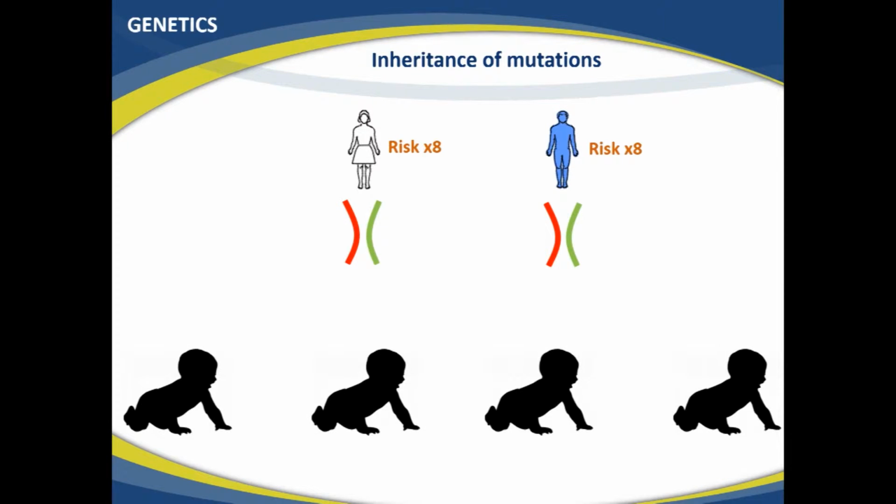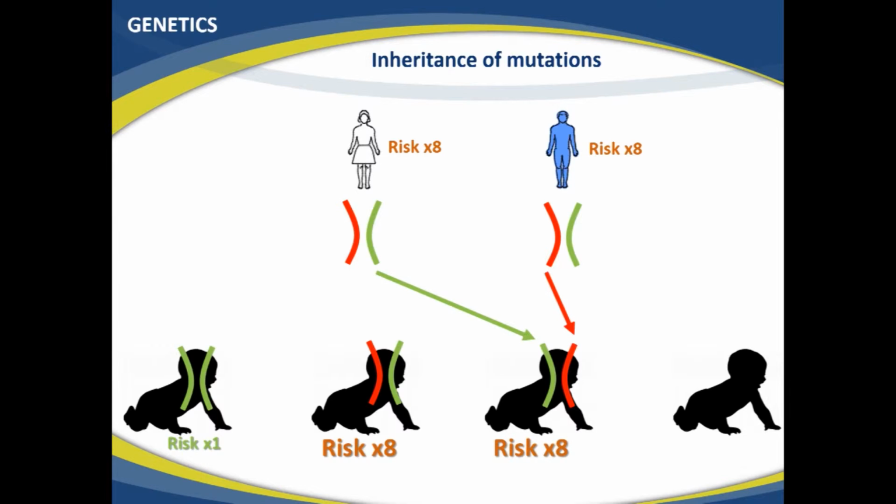Now, again, just like with the X and the Y chromosome, they're going to pass on 1 chromosome by chance. So if in this case the healthy chromosome or the healthy gene is passed on, this child will have a normal risk of thrombosis. In this case, the baby inherited 1 broken gene from mom, but a working gene from dad. It's just the same as the parents, risk times 8. Here again, risk times 8.